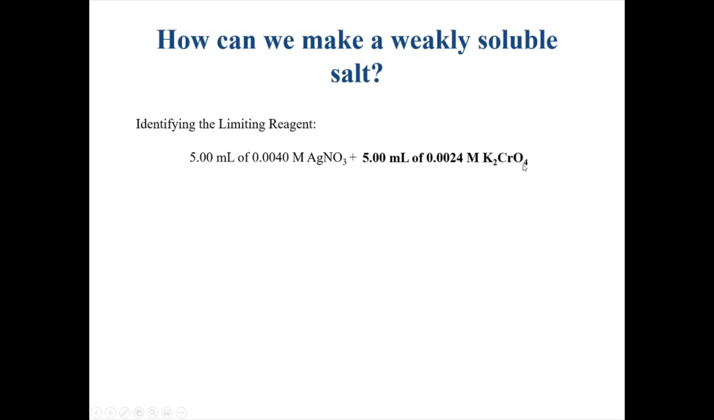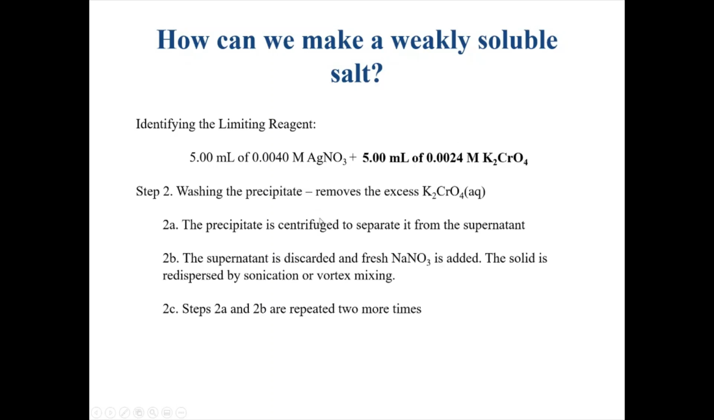The reason why we do this is because the silver is more expensive. So we want to make sure that all of that silver gets precipitated by the chromate. The other reason why we do this is that when we wash this, we can make sure that we wash away the chromate, which is easier to wash away than the silver.